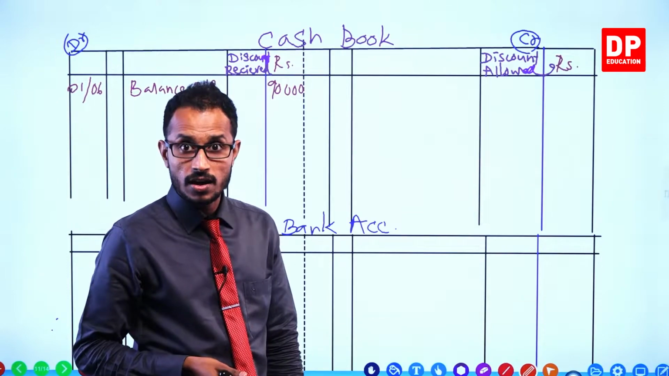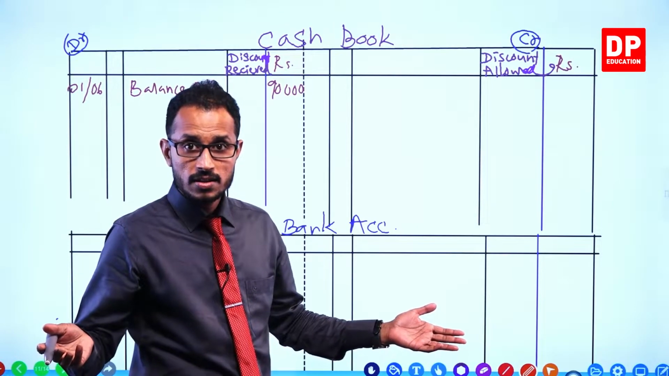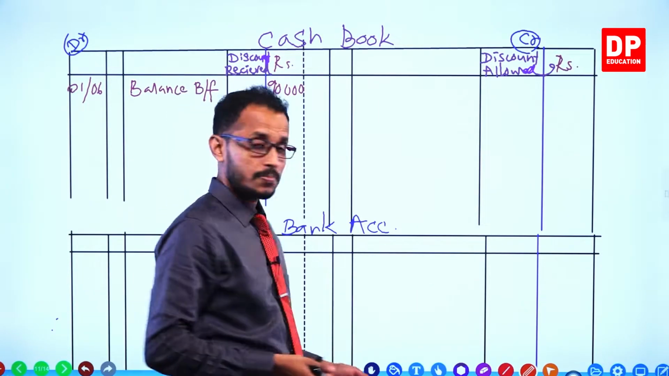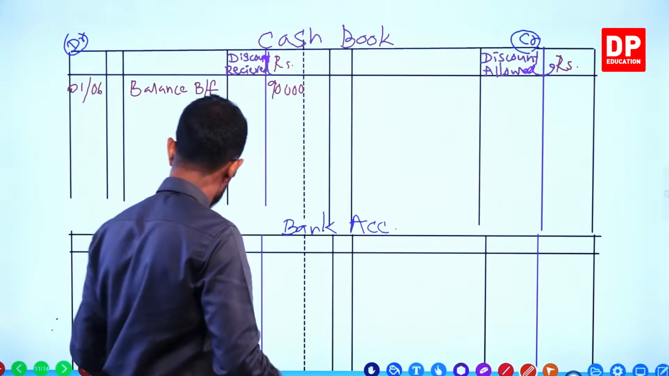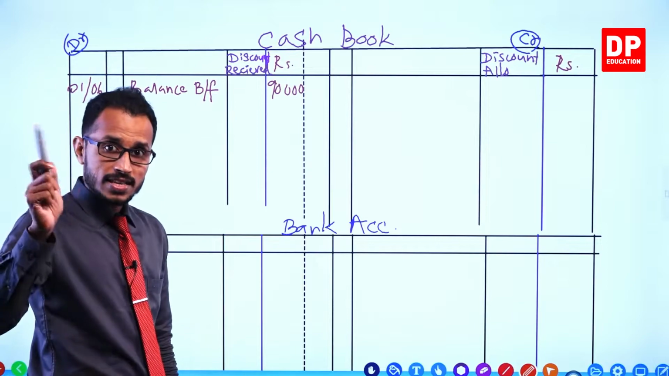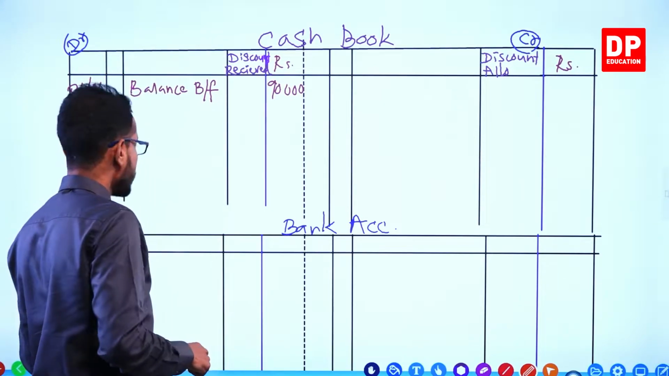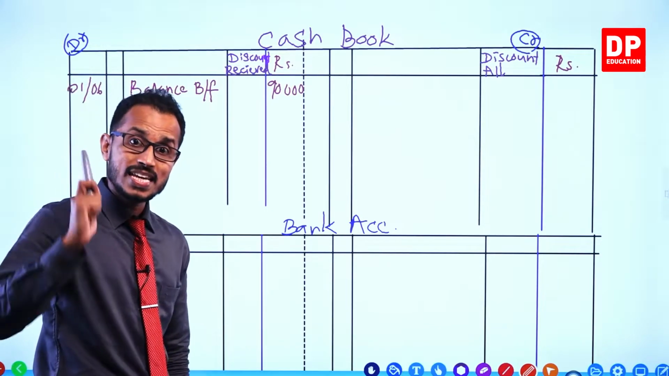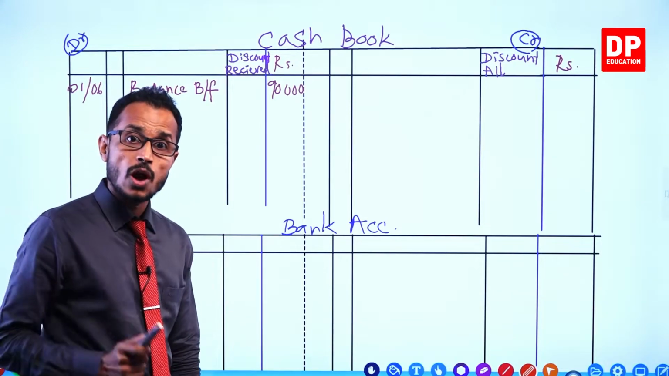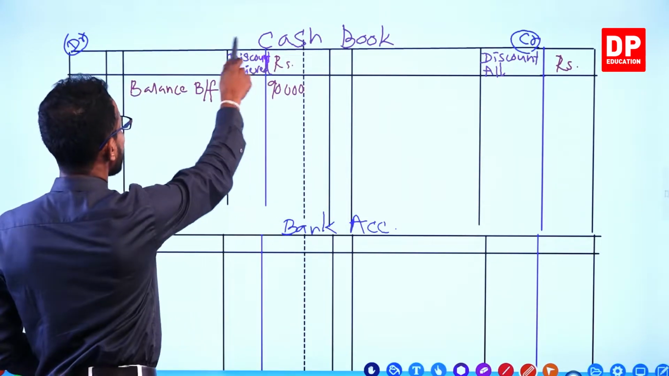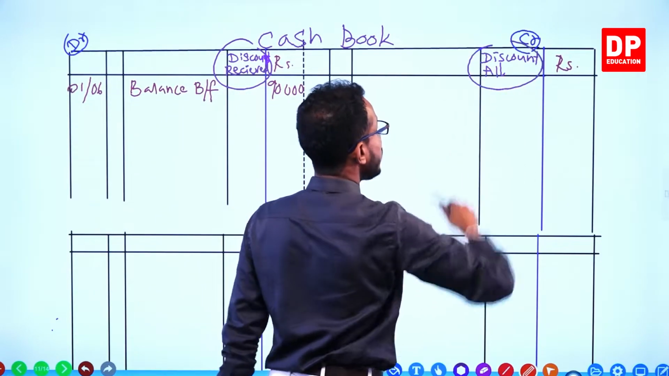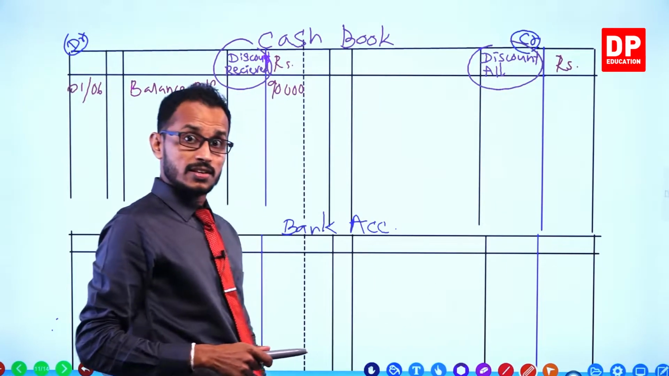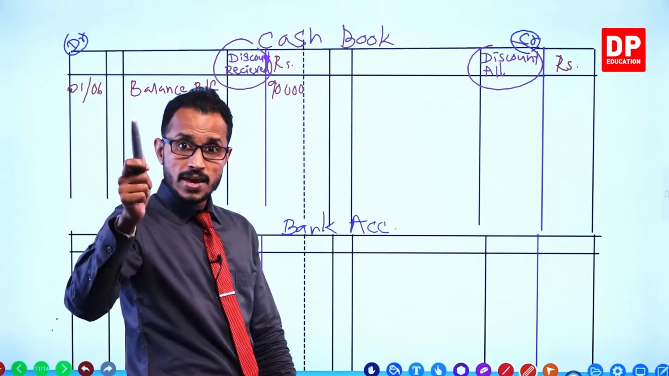No, it's wrong. It is wrong. Who noticed it? You should notice. On the debit side, the discount column is not the discount received column. It is the discounts allowed column. And on the credit side, it is not discounts allowed, it should be discounts received. Pay attention.